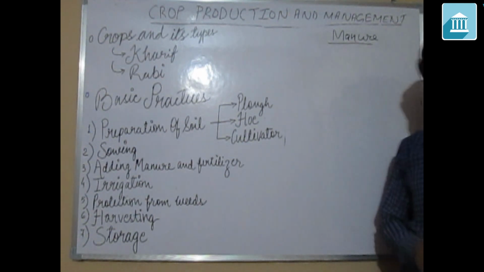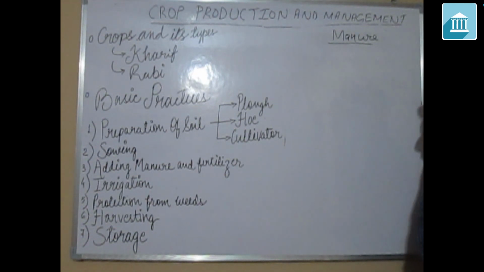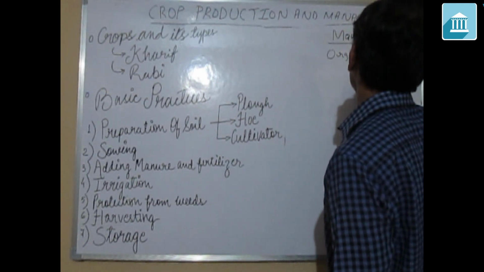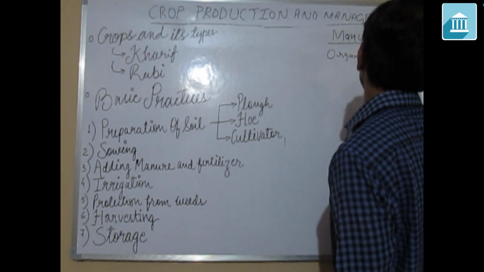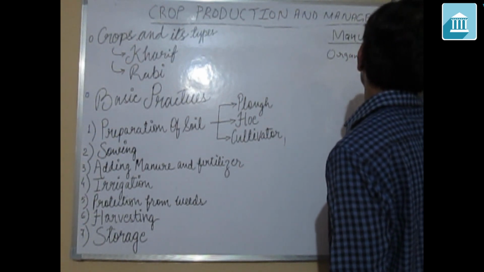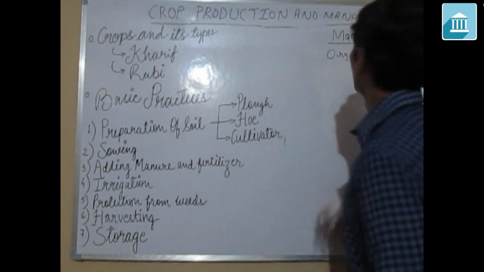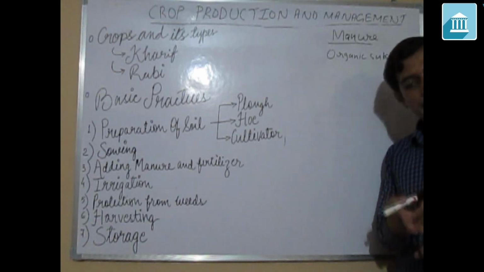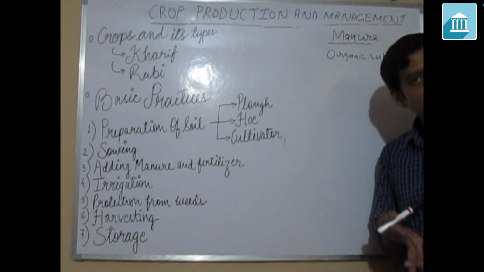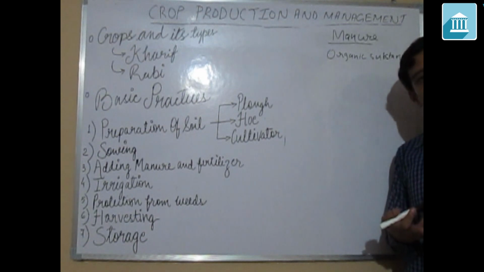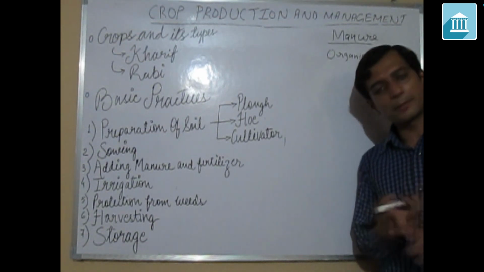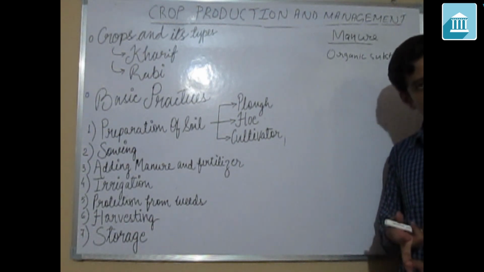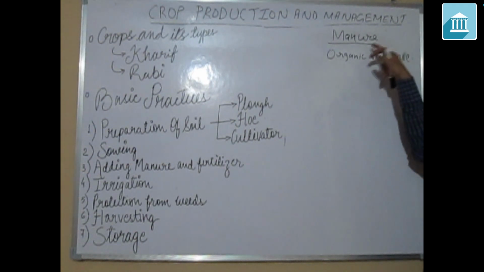Very common. You all might have seen it. Manure is an organic substance. Very important. Manure is an organic substance obtained from dead plants and animal waste. This might be any of the three: plant waste, animal waste, dead plant, dead animal, anything.